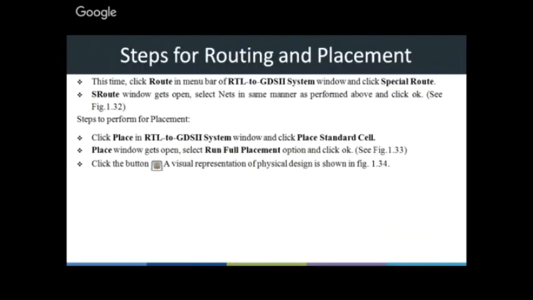Once you have done your power planning, then we go for the routing and placement procedure. For routing, again in the RTL to GDS II system window, there is Route in the menu bar. You click that Route, then go for Special Route. When you go for Special Route, a Special Route window will open. You have to select the nets in the same manner as we did earlier and click OK.